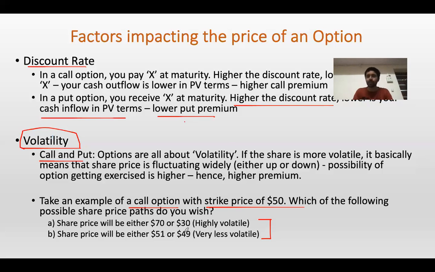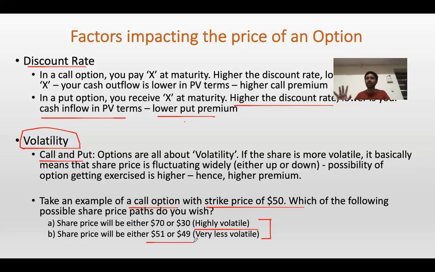Okay, if you look at it, this is a highly volatile stock, and the reason I'm calling it highly volatile is because it is going up by $20 or it is falling down by $20. 20 by 50 is actually 40%, right? So a 40% movement in a stock price with, let's say, a maturity of 1 month, although I've not given it, is actually huge.